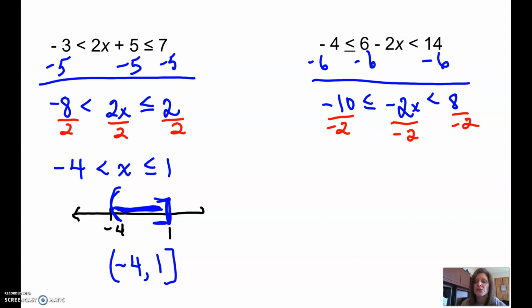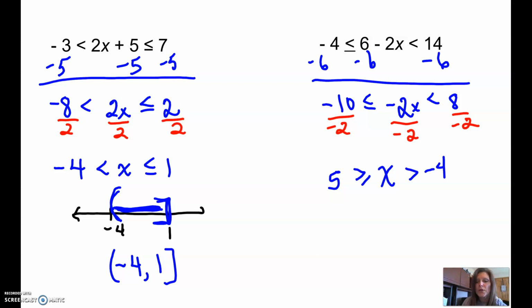So for my answers here, I'm going to have a +5, negative divided by negative is positive, flip the inequality, greater than or equal to. Now I have a regular x in the middle, greater than, and let's see, 8 divided by a -2 is going to be a -4. This is okay as an answer, but it's not the preferred way. We almost always want to write our final answers in number line order.